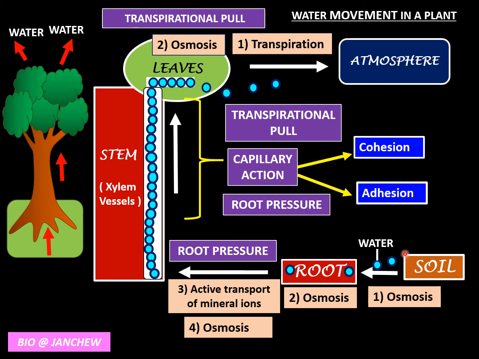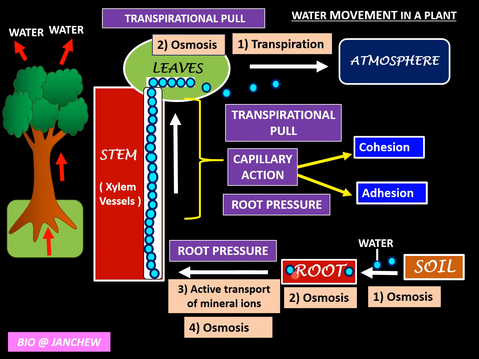So as a summary, water diffuses from soil into the root hair cells by osmosis. And then from one root hair cell to the next cell, the other root cells in the cortex. So water diffuses through the root cells by osmosis.